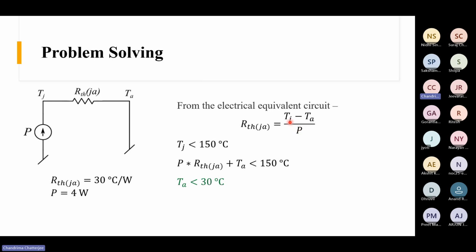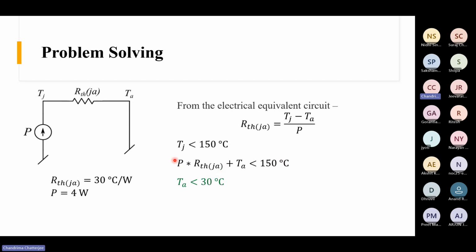We already know, here it is given, Tj should be lesser than 150 degrees, the maximum temperature. So what is Tj? Tj is P times Rth plus Ta, right? If we just rearrange it, the Tj expression will be P times Rth plus Ta. So this should be lesser than 150 degrees.